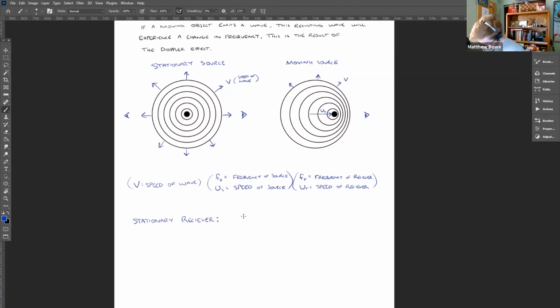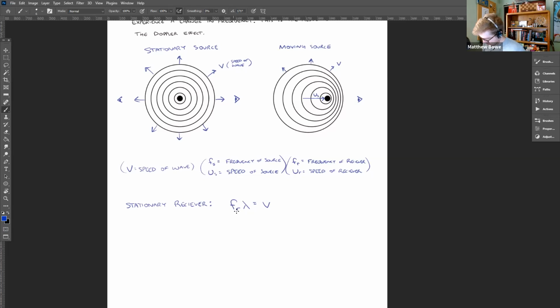we have the same equation that we have found before for the velocity of a wave. I'm just going to add the new variables in. So the frequency of the receiver times the wavelength is equal to the velocity of the wave. I could also find this new wavelength.